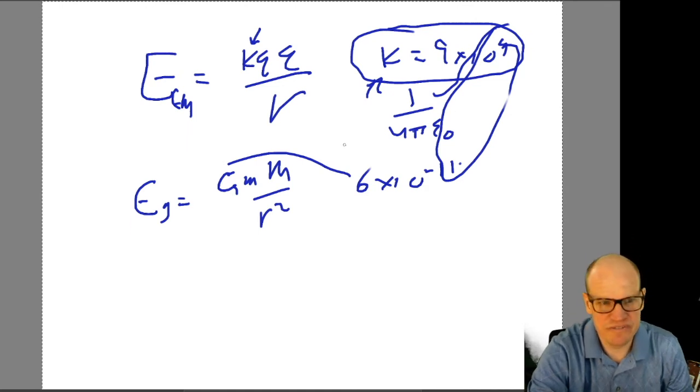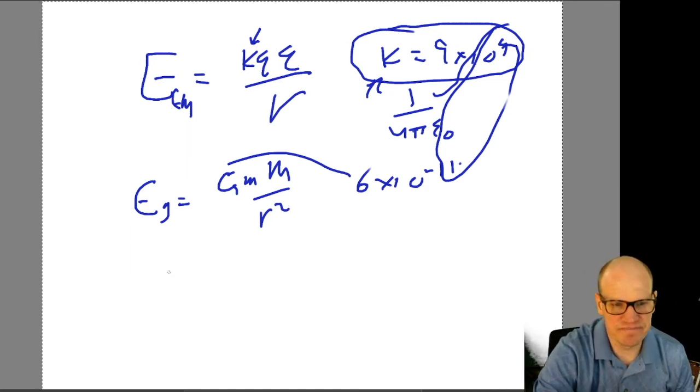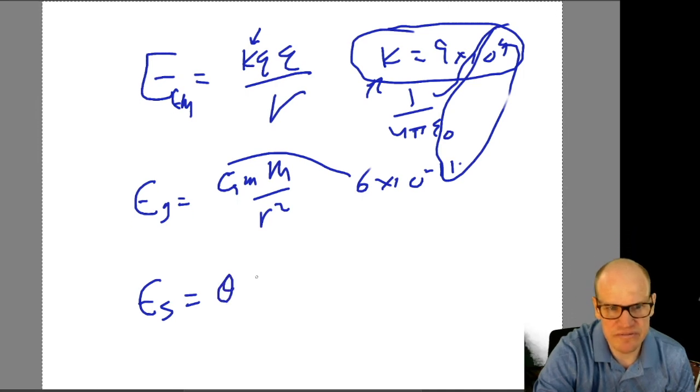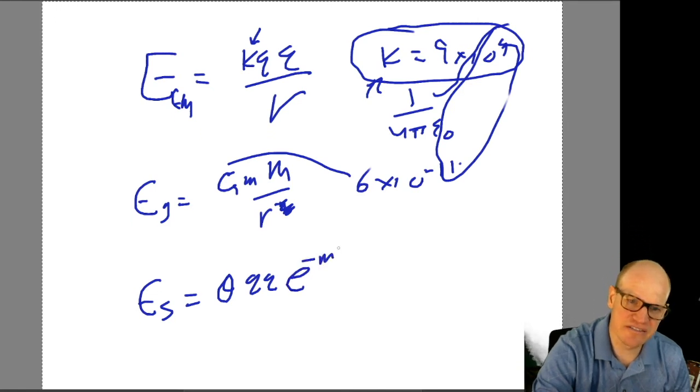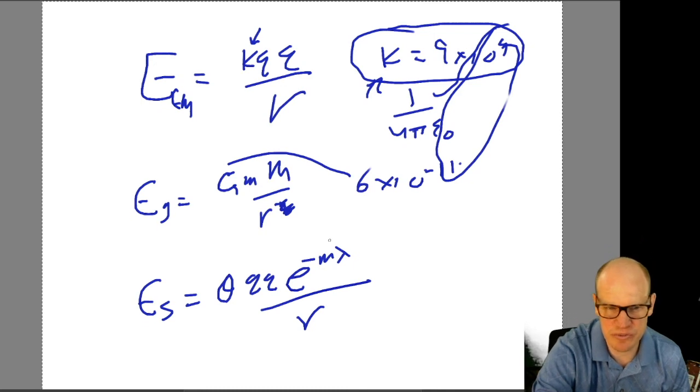ratio gets even worse. For the weak force, let's do the strong force. For the strong force, E strong, you're going to get some number. I don't know what it is. We'll call it theta for lack of a better thing. And then you're going to have the color charge. I guess we'll call it QQ. And then it's something like, oh, I'm sorry, this isn't R squared. This should be just R, because that's the energy. And it's E to the minus the mass times the distance divided by the distance. So it's a Yukawa potential.